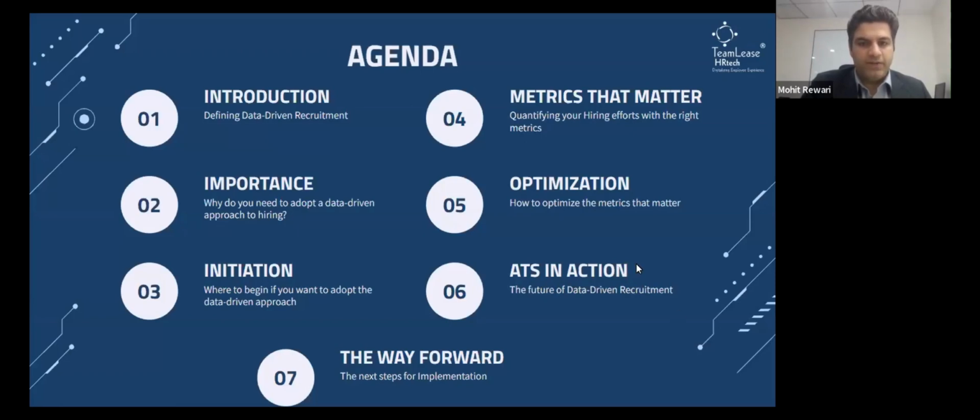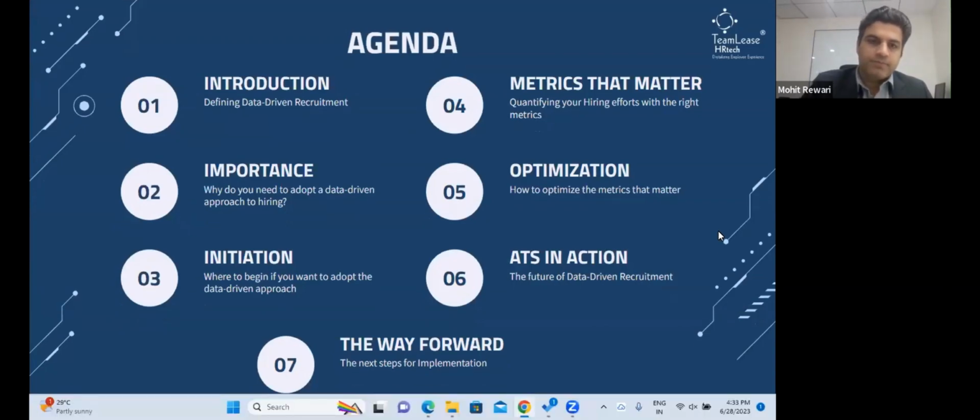So what major problems are we looking to solve from this? Overall poor candidate experience, ineffective sourcing strategies, lengthy time to fill positions, or poor quality of candidates altogether. Then the higher cost per hire, and then there is inefficient candidate screening time altogether. So these are the things which we'll talk more about. Let's start with a basic introduction to the topic.